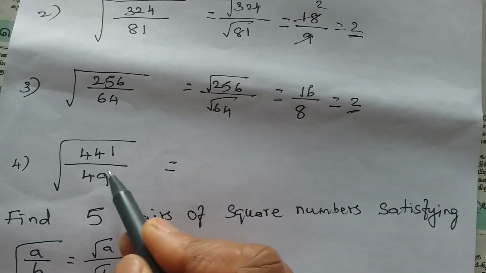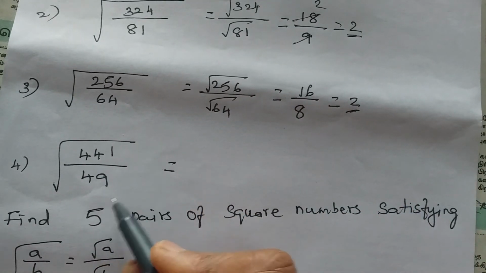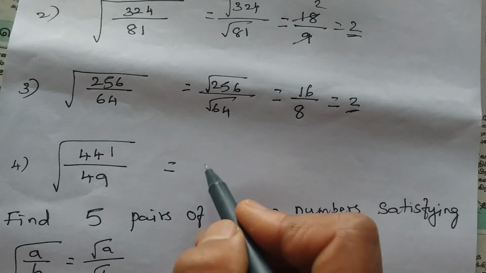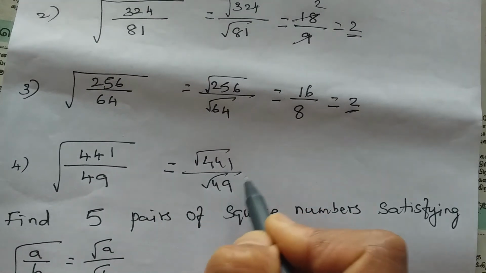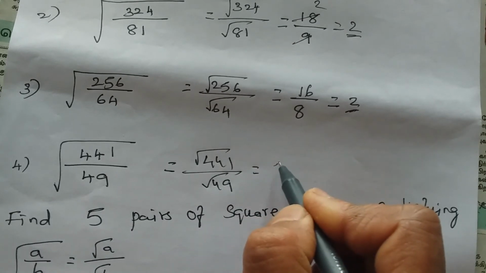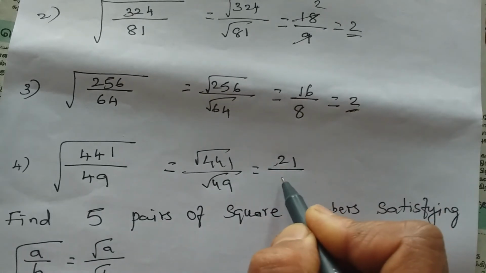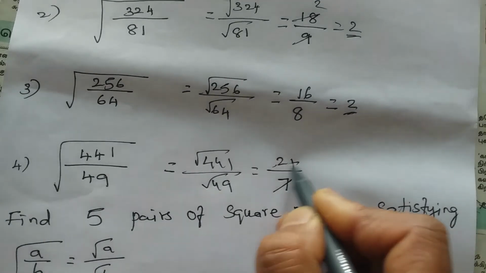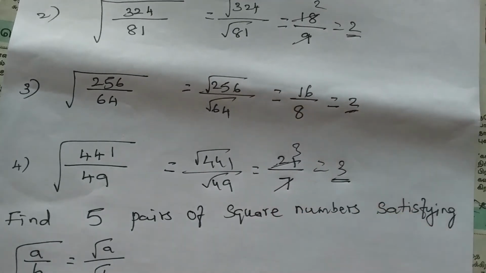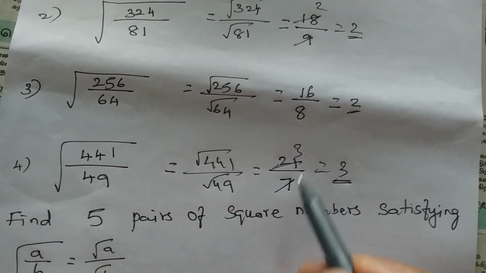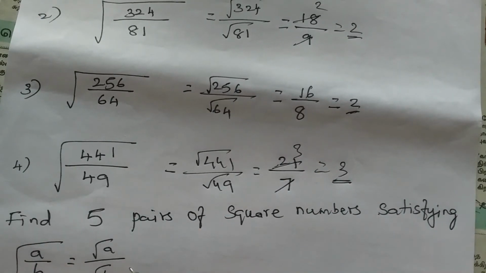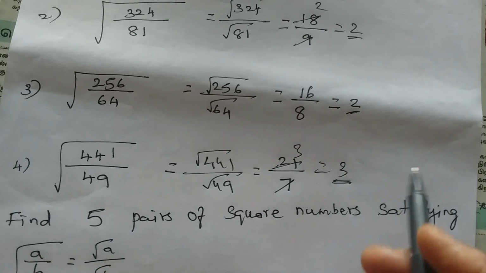Okay, then what is it here? 441 by 49. How to split it? Yes, root of 441 divided by root of 49. Root of 441 is 21 and root of 49 is 7. Now if we cancel, it goes 3 times. So the answer is 3. See, we got some other number, 3, here. Which is easy? Dividing 21 by 7 or 441 by 49? Yes, this is the easiest method. So split them, the numbers become smaller, find the square root and then divide.